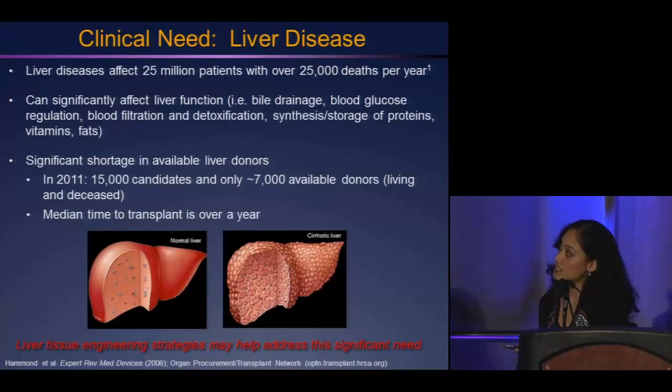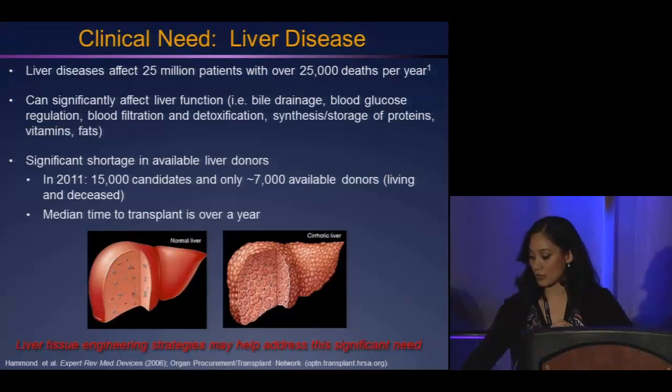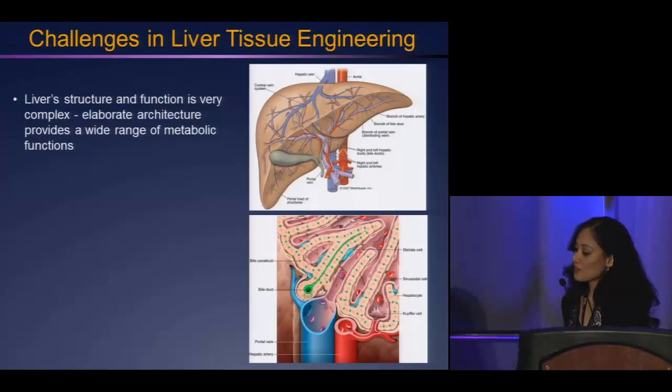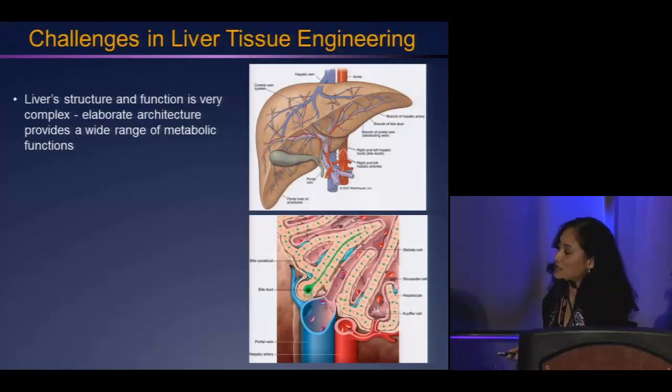Just to give some statistics, in 2011, 15,000 candidates were waiting on the transplant list, and only about 7,000 were available for transplantation. Furthermore, the median time to transplant, patients have to wait over a year to actually get a transplant. So there's definitely a need to find alternative methods, potentially through liver tissue engineering strategies, to help address this significant problem.